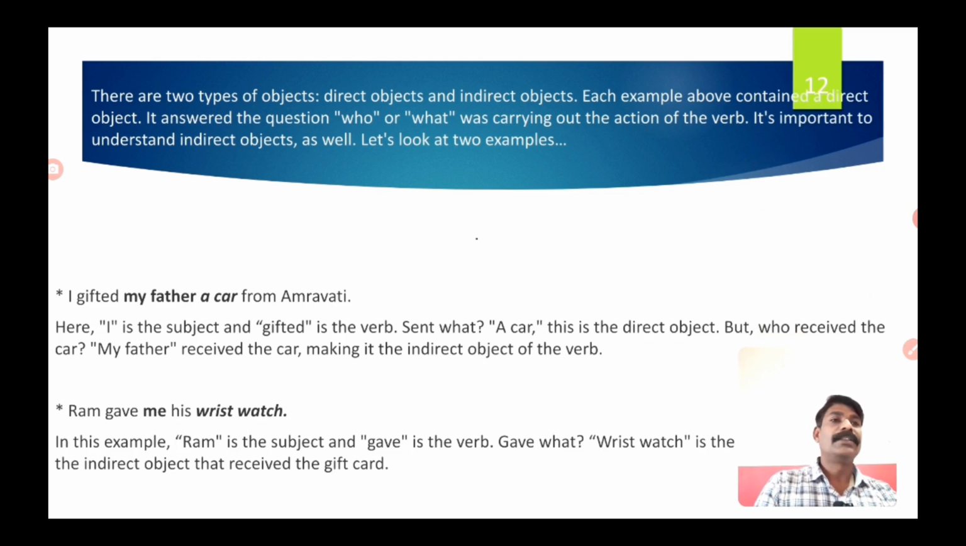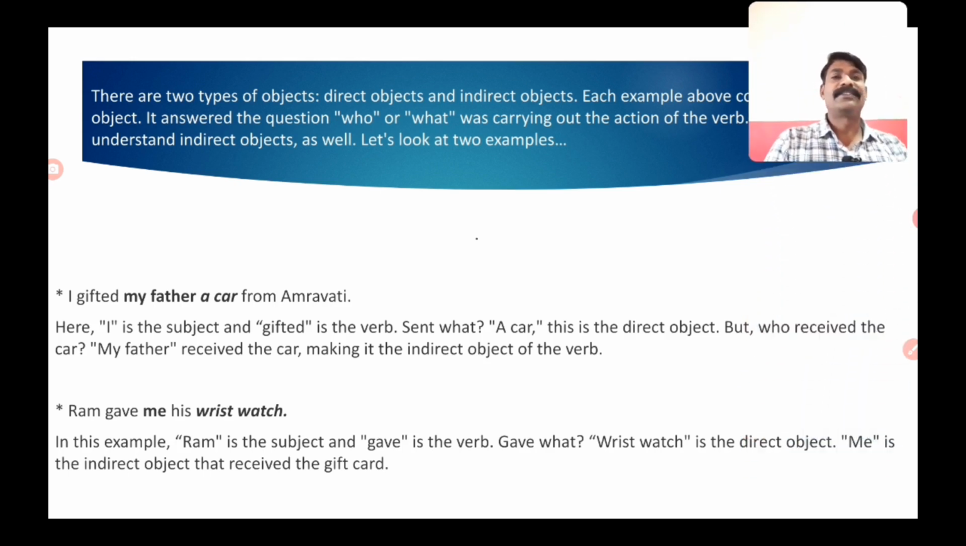Each example above contains a direct object. It answers the question who or what was receiving the action of the verb. It's important to understand the indirect object as well. Let's look at the two examples. In the earlier slides, we have gone through a number of sentences, but they were all direct objects. Let's go to certain specific examples containing direct and indirect objects.